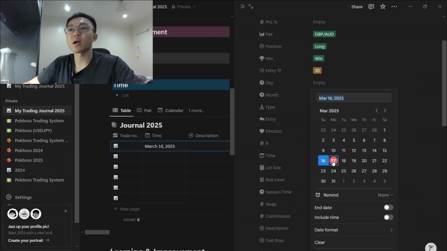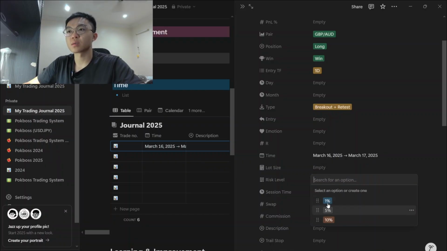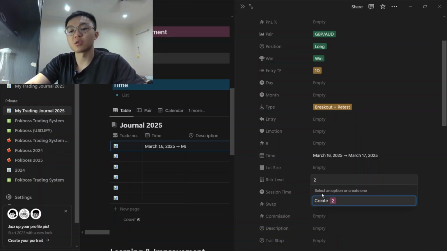For the time here, you can add another end time over here, the end date. So let's say if the trade started from the 16th of March, and then it ended on 17th of March, then I put over here 17th of March. So I will have this trade from 16th of March until the 17th of March. Okay. So the next thing here is the lot size. So what lot size did you put when entering this trade? Your risk level. Okay, this one is also dependent on you. You can put your own risk level over here. Let's say if you risk 2% per trade, just put it over here 2%. Okay, there is no problem with that.